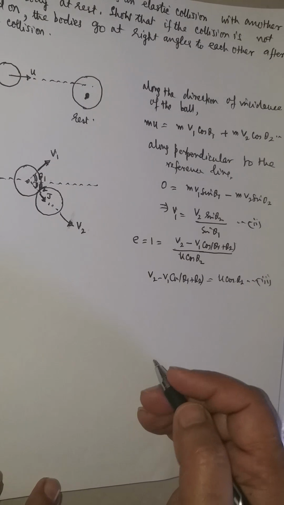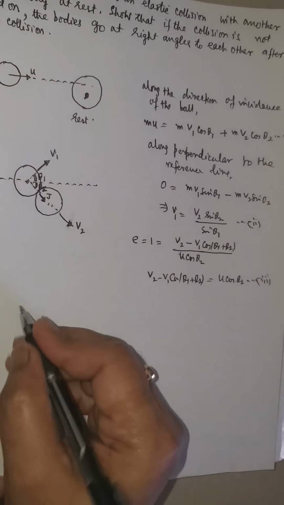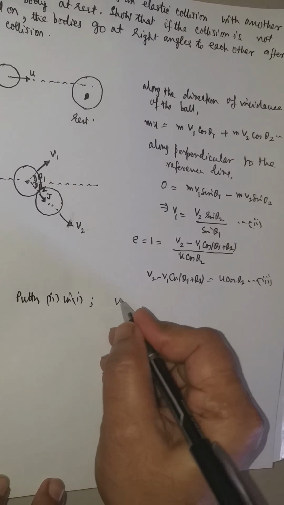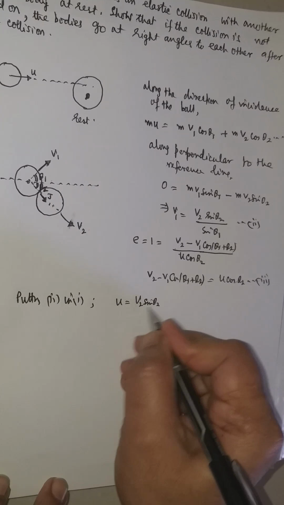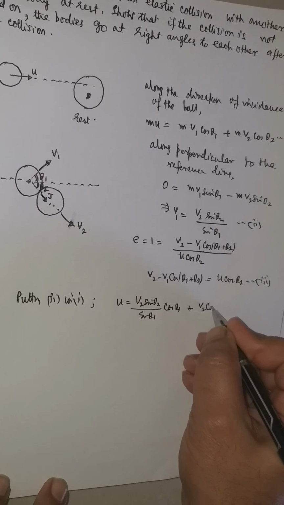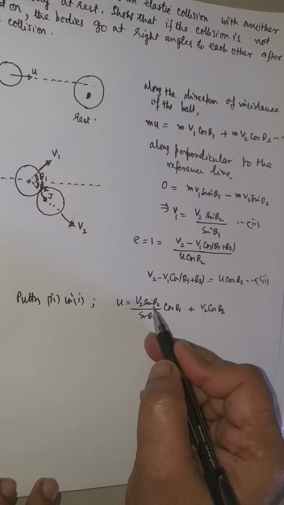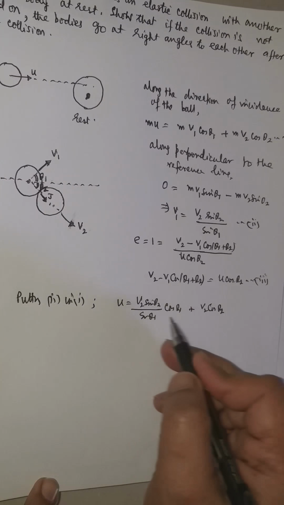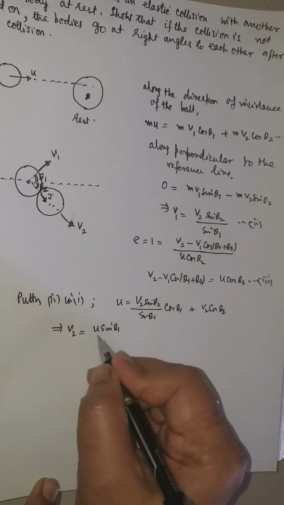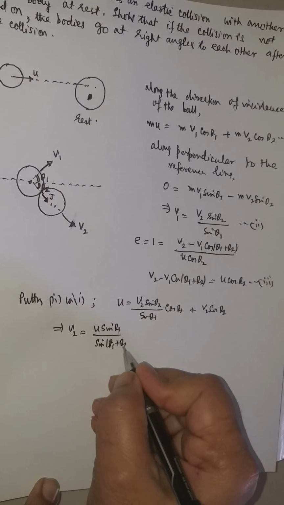Now we have to manage these three equations in order to find out the angles or some result between the angles. Okay, let's put second in first. Putting v1 from the second in the first, we have u is equal to v2 sin theta 2 divided by sin theta 1 times cos theta 1 plus v2 cos theta 2. If I take v2 common, it will be cos theta 1 sin theta 2 plus cos theta 2 sin theta 1 divided by sin theta 1. From there, v2 is equal to u sin theta 1 divided by sin of theta 1 plus theta 2.